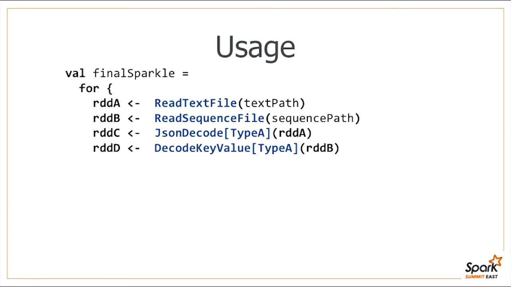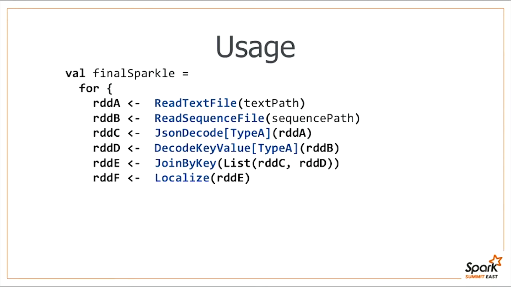Same thing you want to do with the sequence file output you read earlier. You want to decode it to type A. You now have these 2 RDDs, RDD C and RDD D. Let's say you want to join by key. You take the join by key Sparkle. It figures out a bunch of logistics for you and eventually just joins your 2 RDDs for you. You get your RDD E.